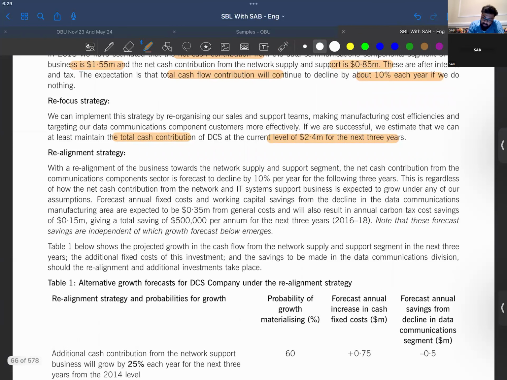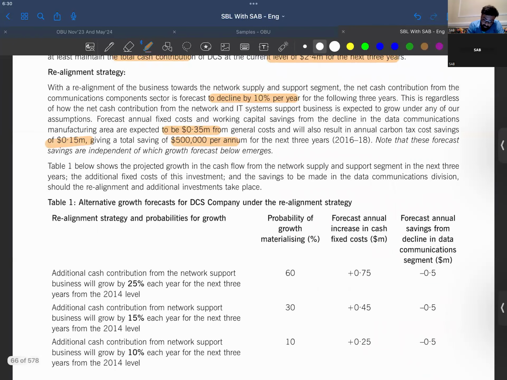While under realignment, the net cash contribution from the communication sector is forecast to decline by this. This is regardless of how net cash contribution is expected to grow under our assumptions. Forecast annual fixed cost and working capital savings from the decline are expected to be this. The result is carbon tax cost savings of this, giving a total of this. So note that these are independent of the growth below, right?